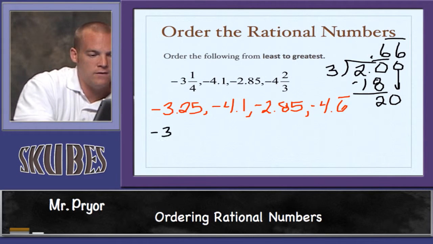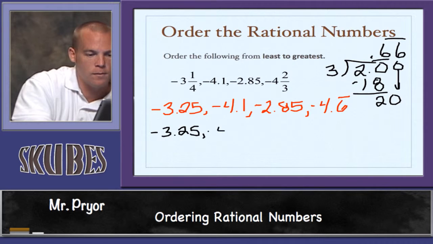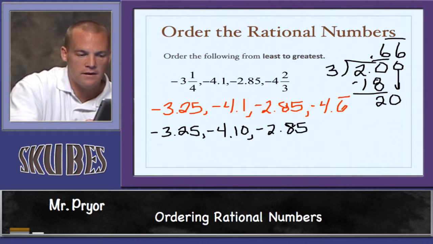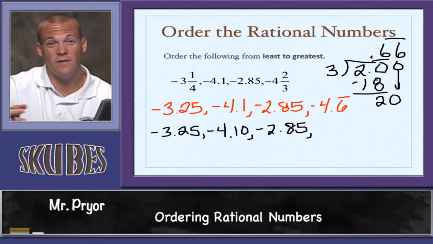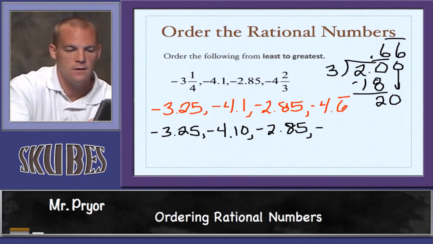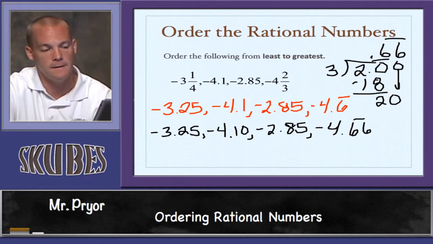So I'm going to rewrite these. Negative 3.25, negative 4.10, negative 2.85, and then we can easily modify, and again, to take something out another place value, you just typically will add a 0, but for negative 4.6, we're actually going to add another 6 because it's repeating.